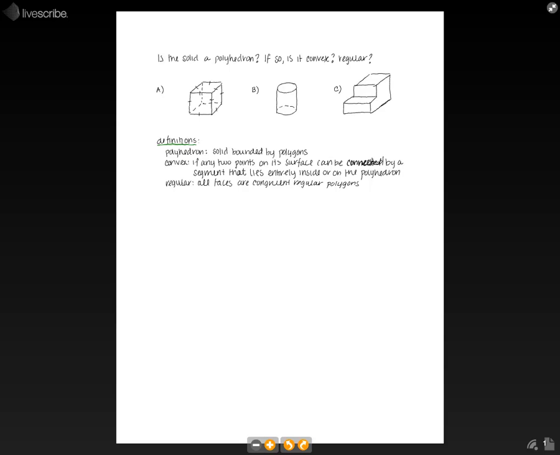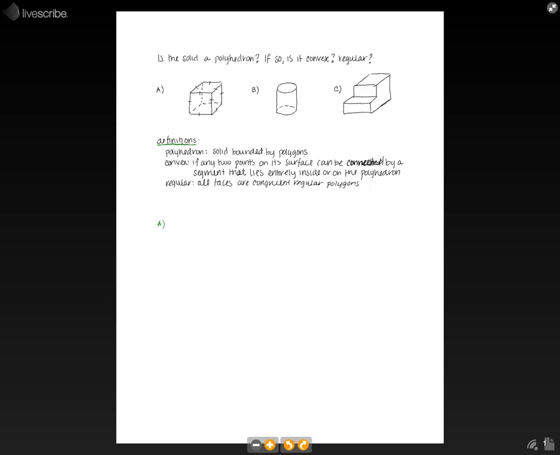So, polyhedron, the definition of that is a solid bounded by polygons, which means all the faces have to be polygons. So for it to be convex, it says, if any 2 points on its surface can be connected by a segment that lies entirely inside or on the polyhedron. Alright, and for it to be regular, it says all the faces are congruent regular polygons. Alright, so let's start with A.